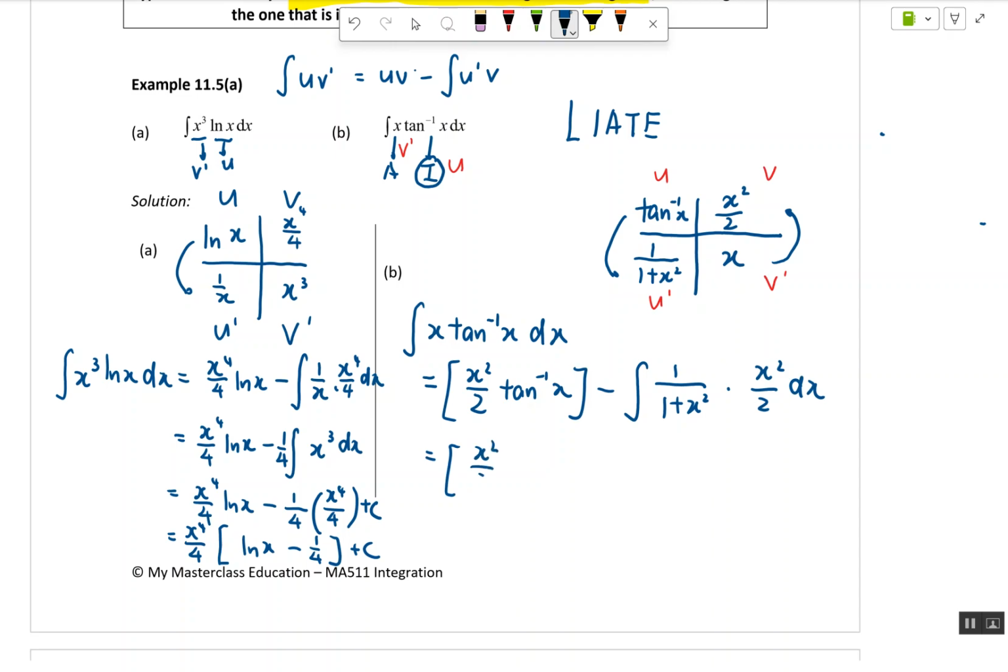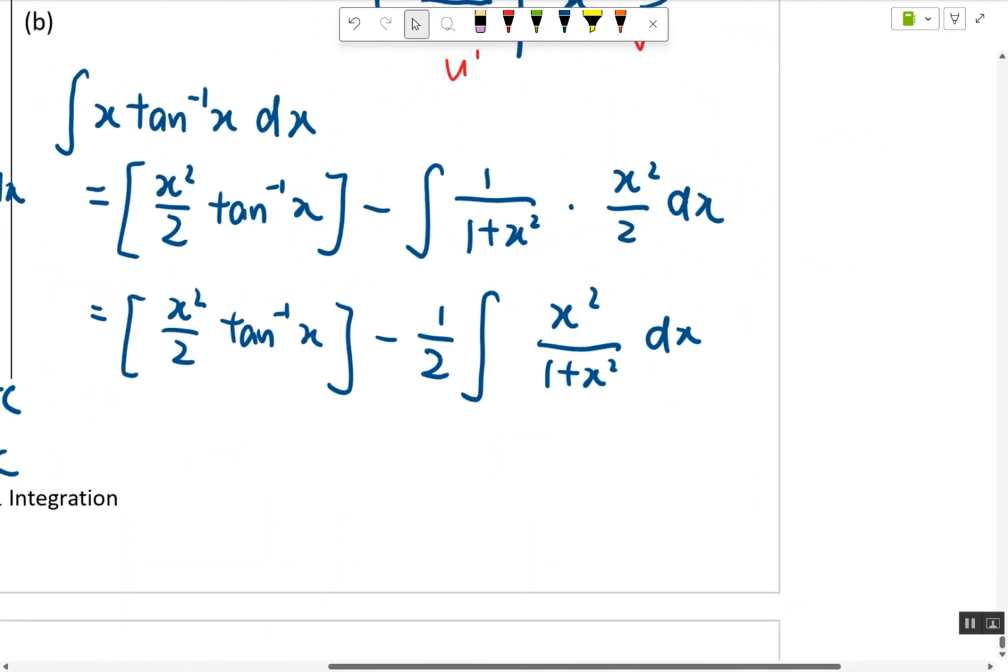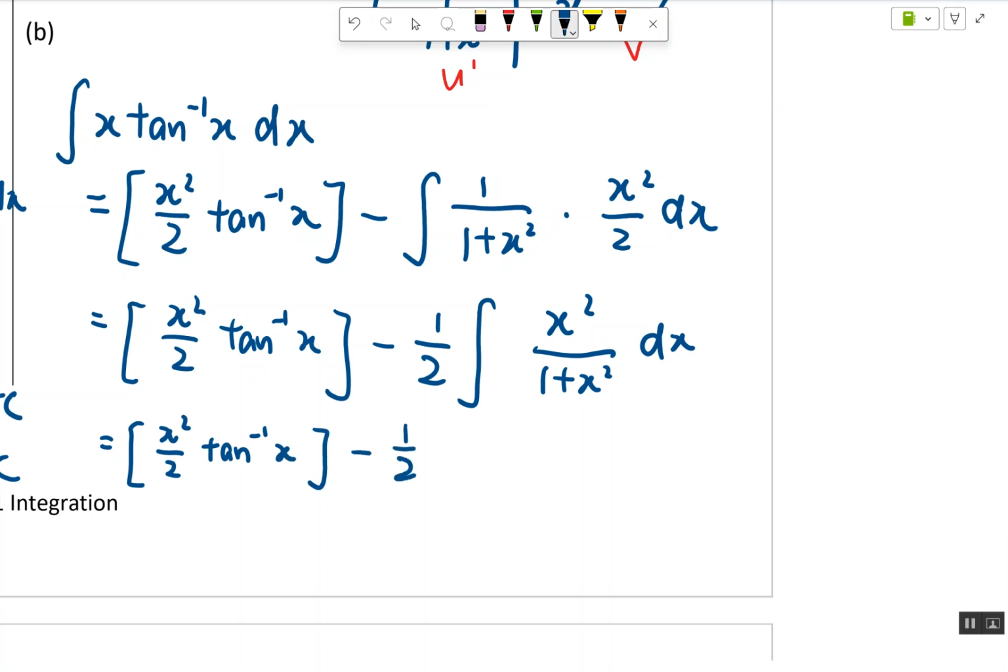Keep the x squared over 2 inverse tangent x minus this expression. I'm going to take out half, and I'm left with x squared over 1 plus x squared. There's no way you can integrate this right now. For any expression where the power of the numerator is greater than or equal to the power of the denominator, just do long division. In this case the power of the numerator equals the power of the denominator. After long division, you get 1 minus 1 over 1 plus x squared dx.